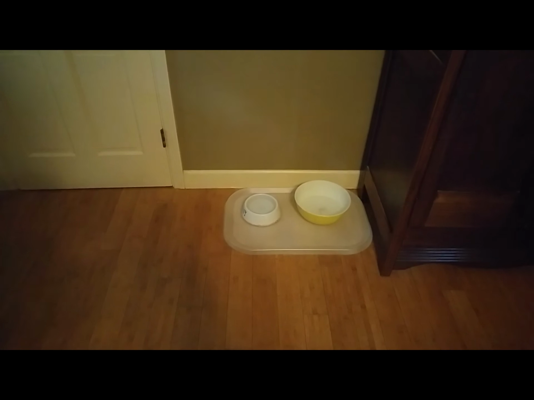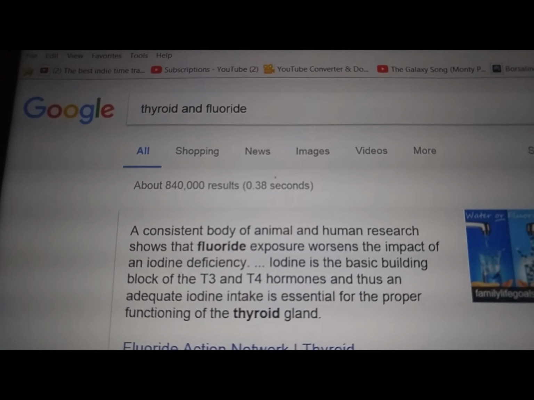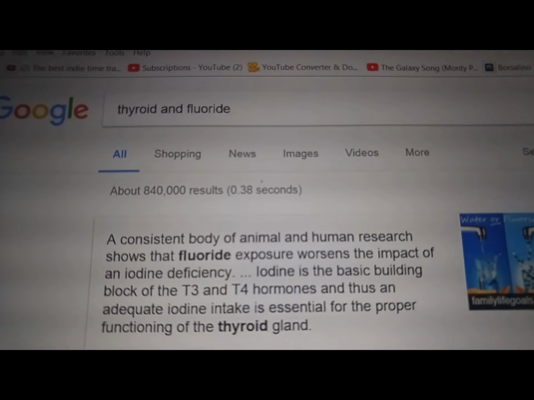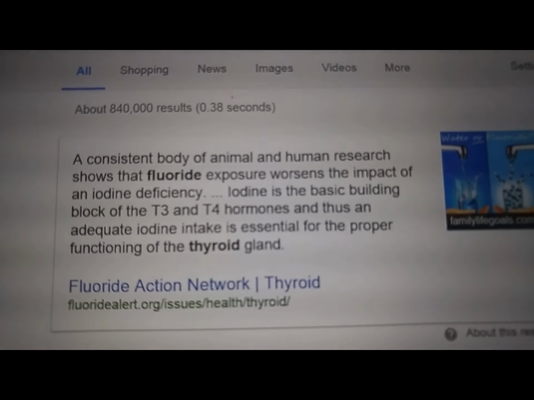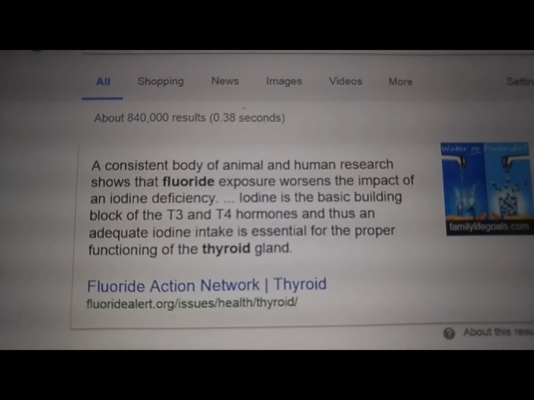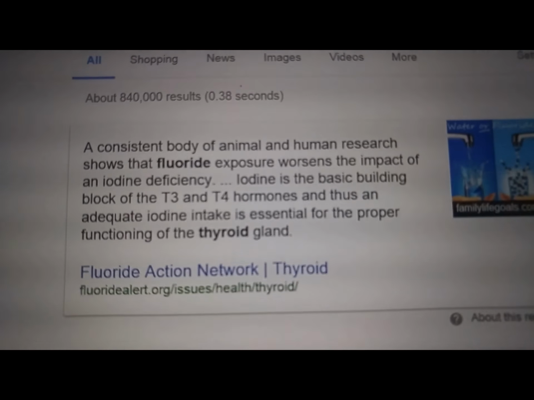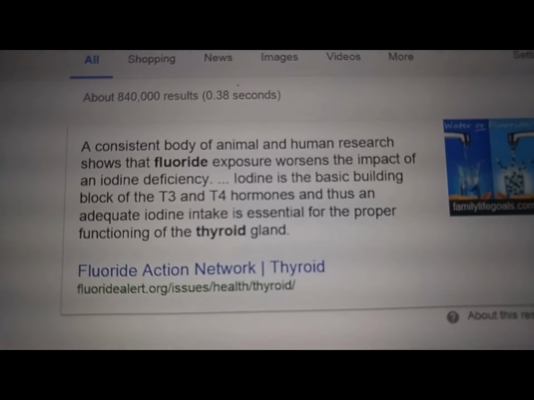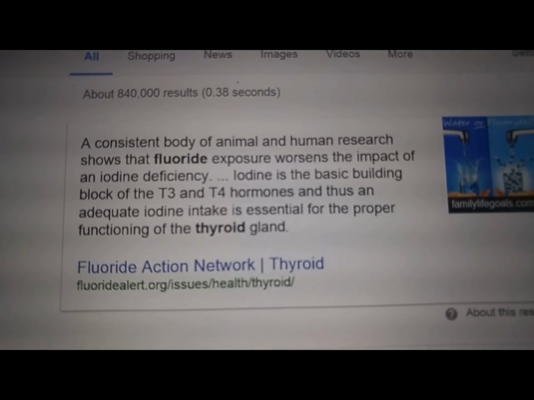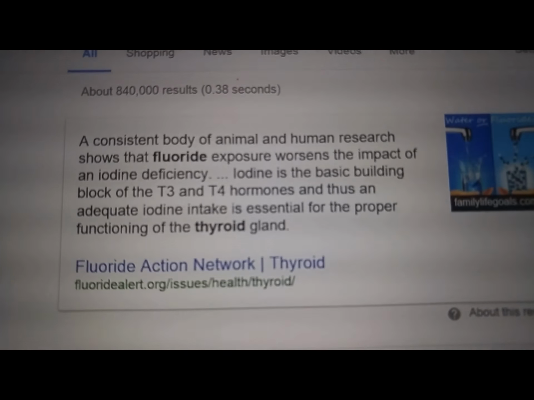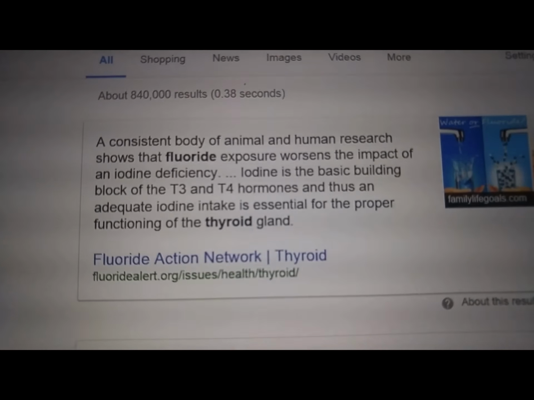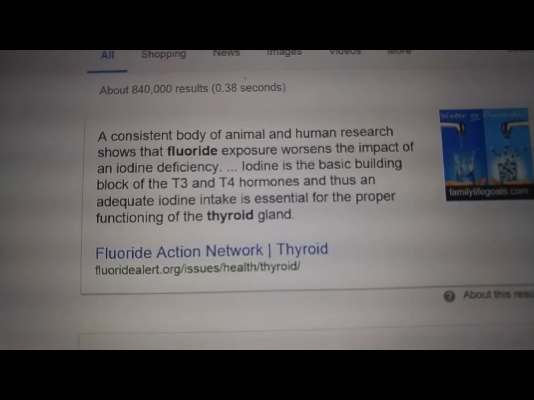And what I've heard, I haven't confirmed this, is that the fluoride in our drinking water is the source of thyroid problems. So a quick Google search on thyroid and fluoride shows a consistent body of animal and human research showing that fluoride exposure worsens the impact of iodine deficiency. Iodine is the basic building block of the T3 and T4 hormones, and thus an adequate iodine intake is essential for the proper function of the thyroid gland.